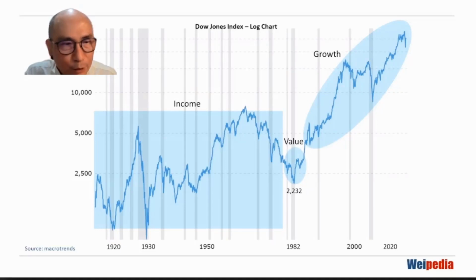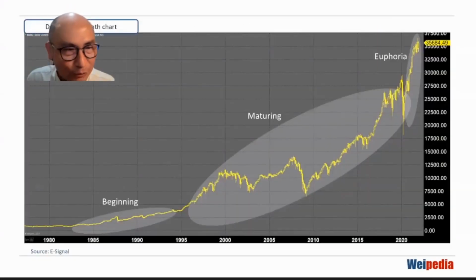And during the growth stage, of course, there are different stages. I will not want to get into it right now. We have the beginning stage, the maturing stage, and the euphoric stage. Now, where is it? How could we recognize that for the US market? Let me just share with you the next slide here.